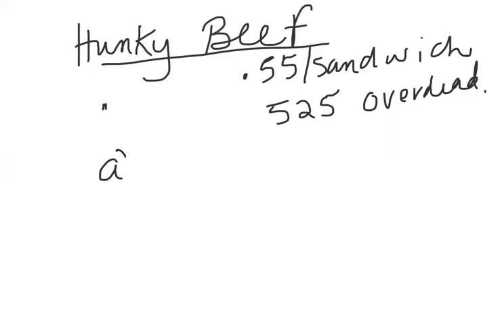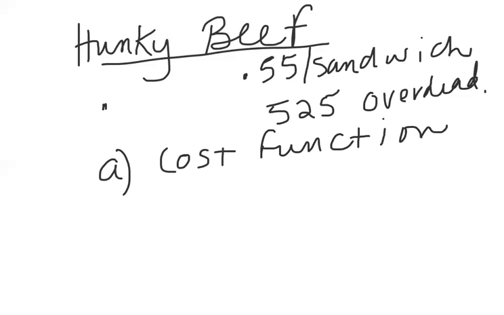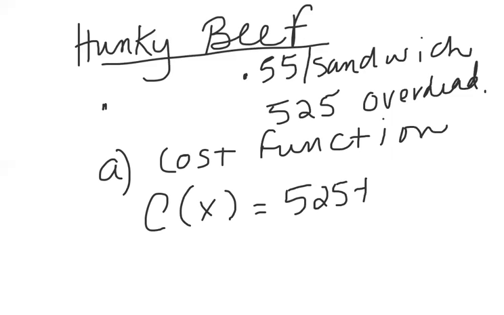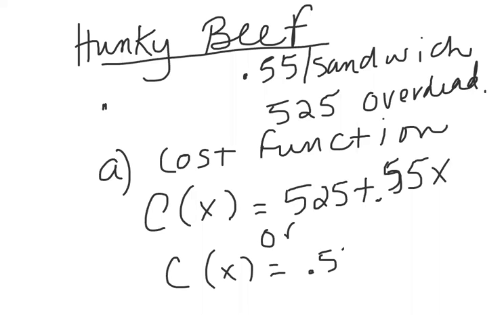First, part A, write a cost function in terms of x. And x will represent the number of sandwiches made and sold. So the cost function is going to be C of x equals the overhead cost, $525, plus the cost for making each roast beef sandwich at 55 cents per sandwich. Or you could write C of x equals 0.55x plus 525. I know some of you are sticklers, so I'm putting that 0 there. So that's the cost function.